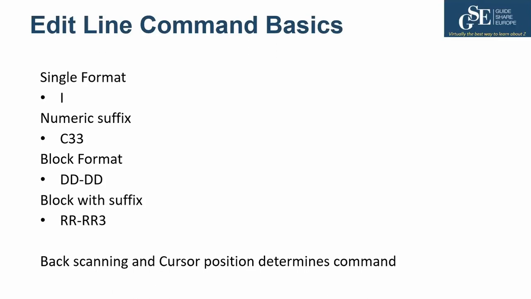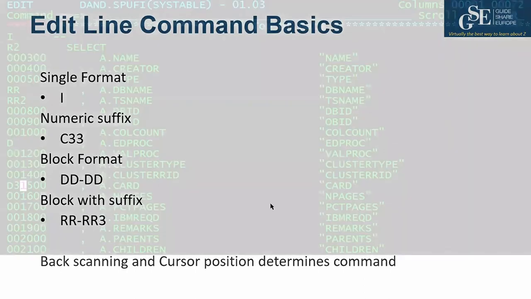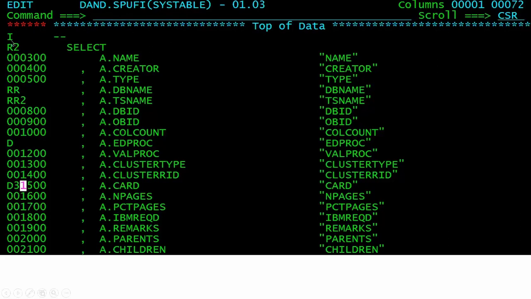Now, the line command area, the way ISPF determines what command you've entered is a combination of backscanning and the cursor position. So let's give some examples here. I've just blanked them out here. Obviously, you don't have to blank out all of them. I just want them to pop out. It is a good idea sometimes to just put a blank after it. And there are some caveats here.